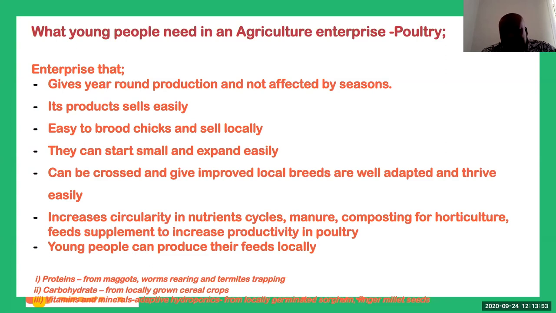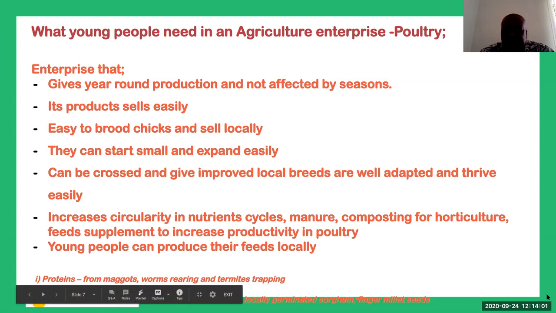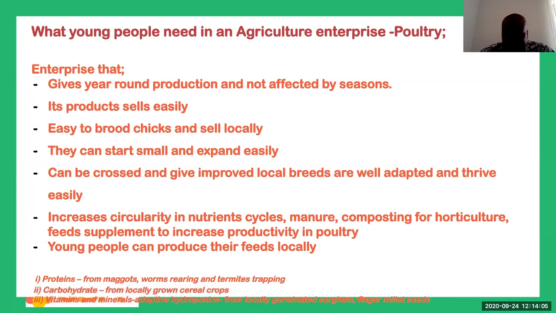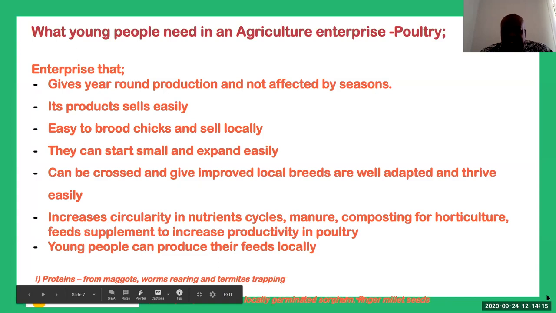Private sector engagement in capacity building, backward linkages, advisory services to young people can take this model to the next level. However, more still needs to be done. My question to you as I end this presentation is, how can we make this happen? How can we change the perception of young people on agriculture? Thank you.